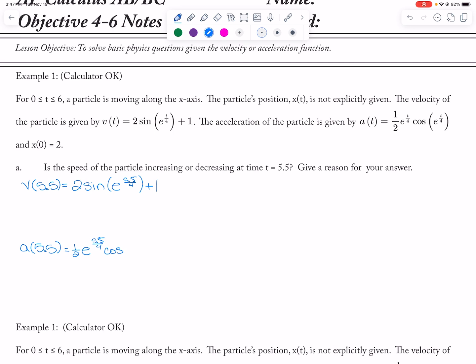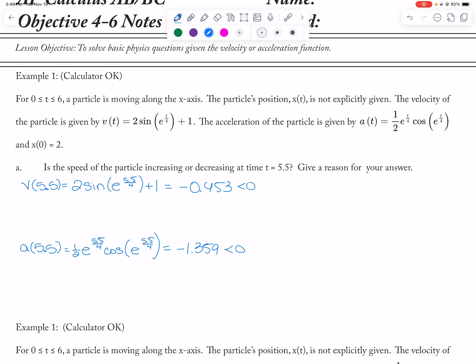Cosine of e to the 5.5 over 4. Okay, and I'm going to go ahead and use a calculator to evaluate this. So now you got that your v of 5.5 was negative 0.453, and you got that your acceleration was negative 1.359. Again, you're going to want to round to 3 decimal places.